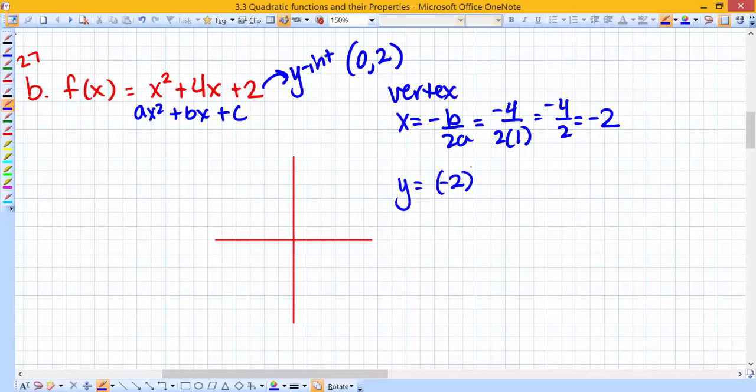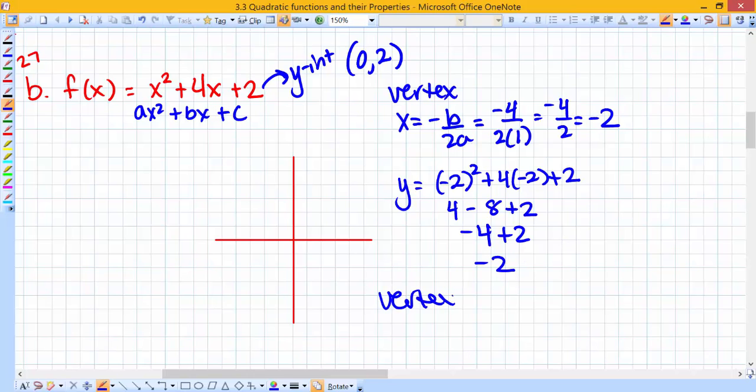So negative 2 squared plus 4 times negative 2 plus 2. So I'm taking my x value and I'm plugging it in so I can find my y. 4 minus 8 plus 2, negative 4 plus 2, negative 2. So my vertex is negative 2 for x, negative 2 for y.